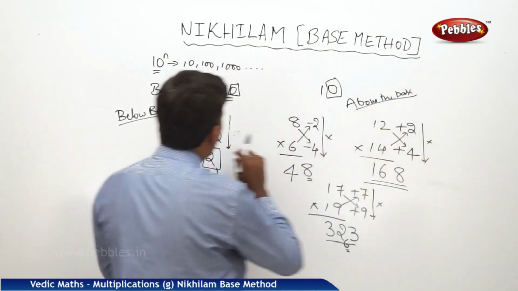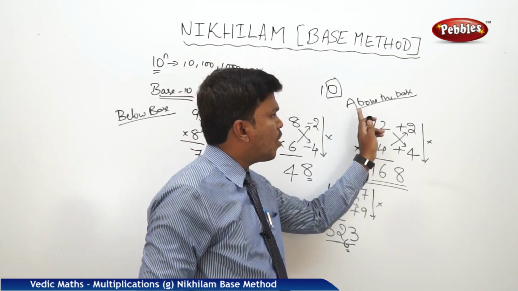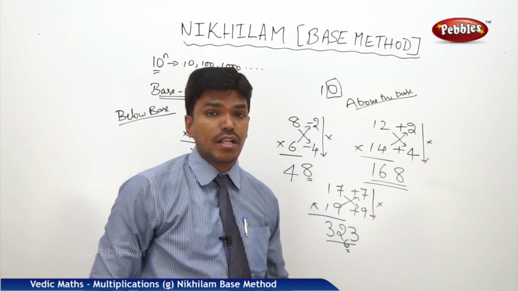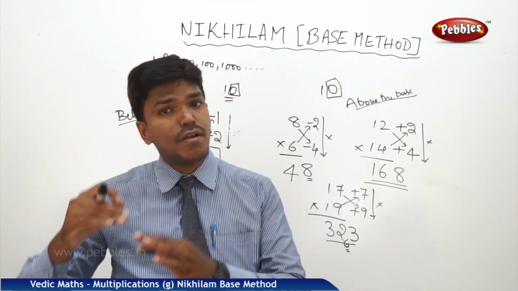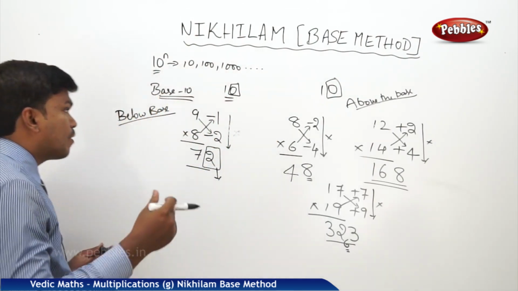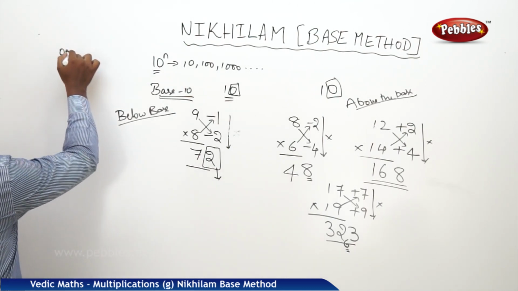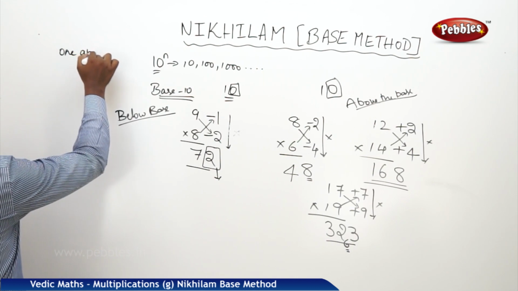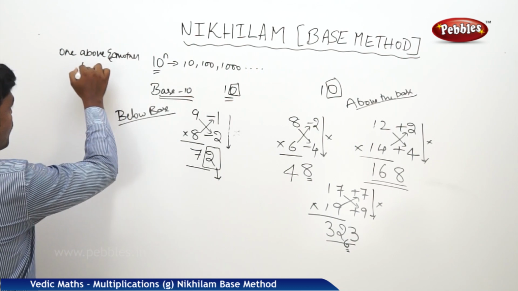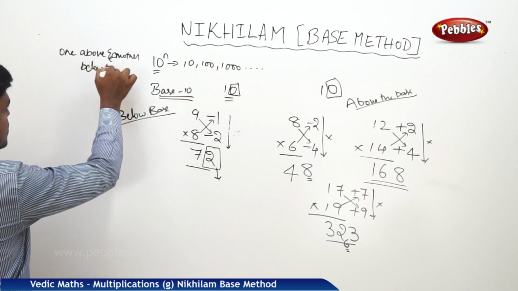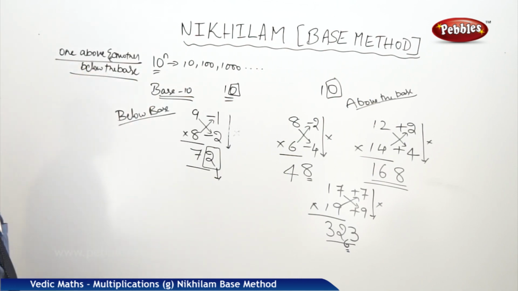That means both the numbers are below the base here, and in the other case, both the numbers are above the base. But if you are getting a doubt, suppose one number is above the base and one number is below the base, how do we do it? Now see here, what is the case here? One above and another below the base.